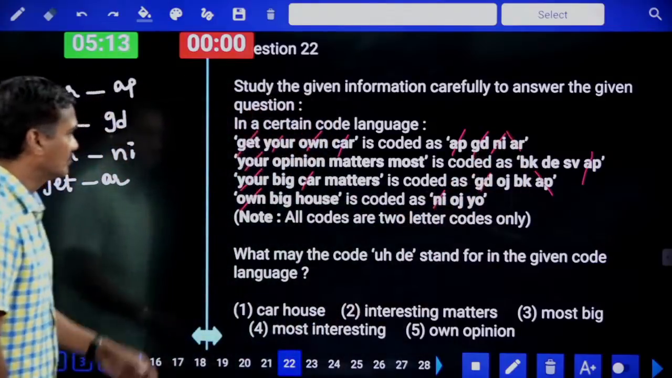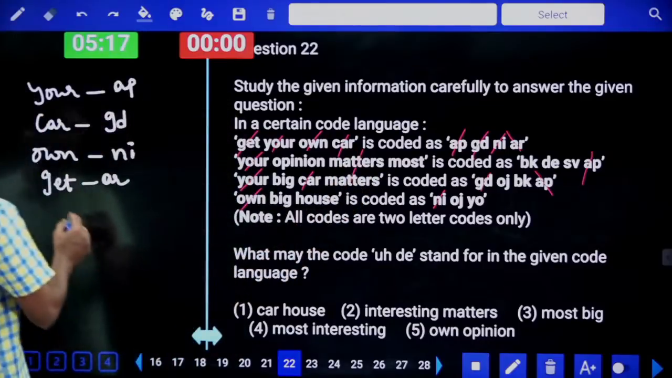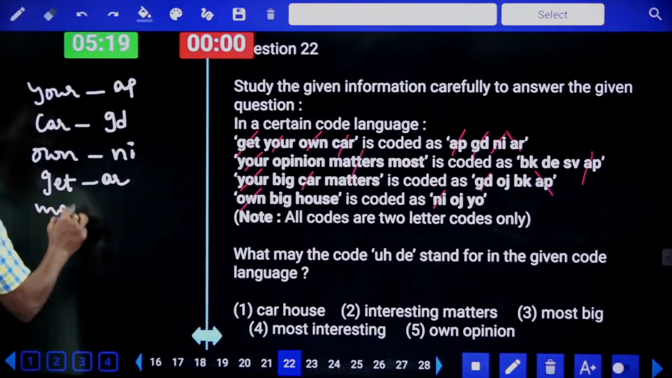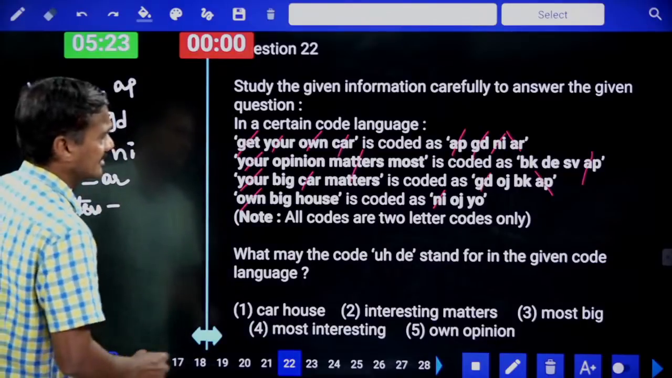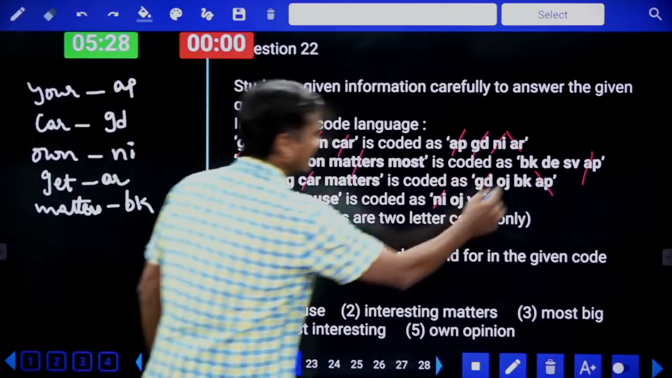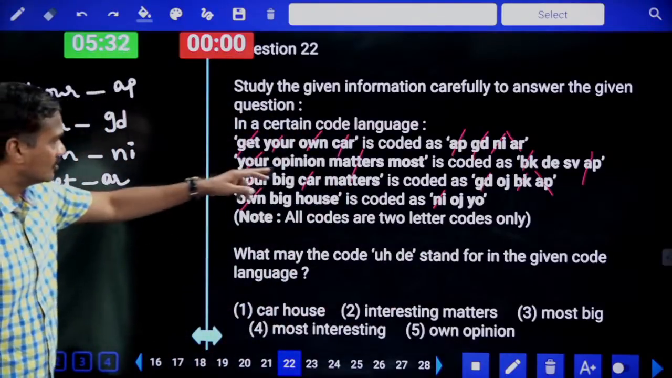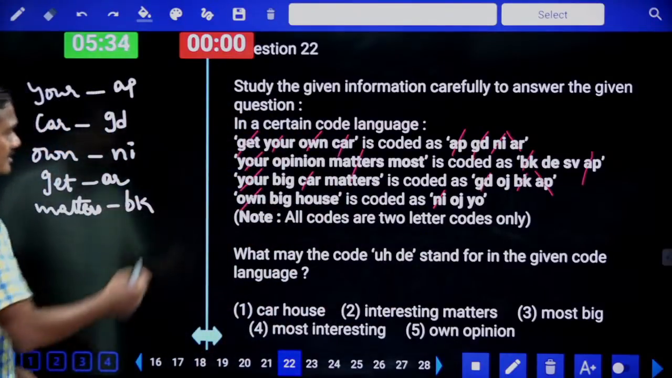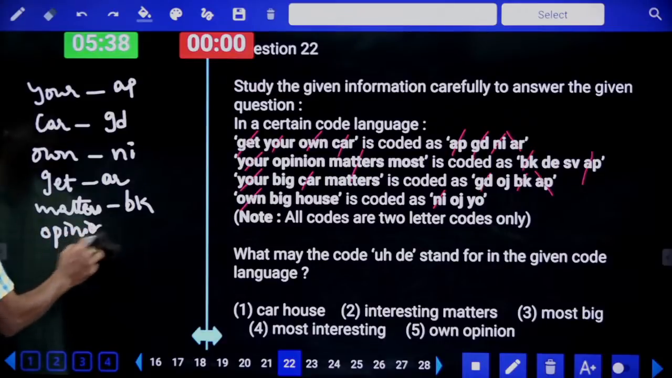Then if you compare 2 and 3, opinion matters most. Matters is the word that is common between 2 and 3. And what is the code common here? DE, SV, BK. BK is common. Hence the code to the word matters is BK. Then opinion and most, now these two words were not repeated anywhere else, isn't it?